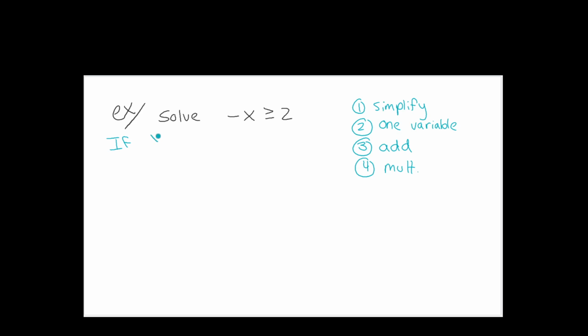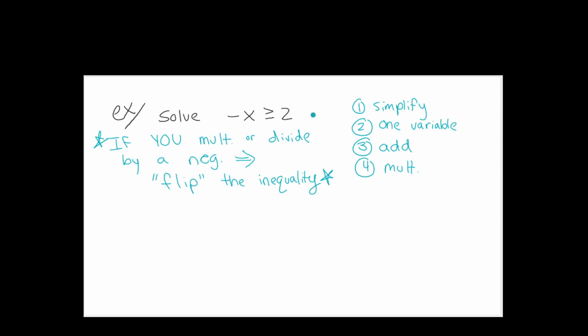If you, the manipulator of the equation, multiply or divide by a negative, then we must flip. And flip is not the proper math term. It's just kind of a nice way to remember it. Flip the inequality. So that is our new special rule that we have, but everything else is the same.